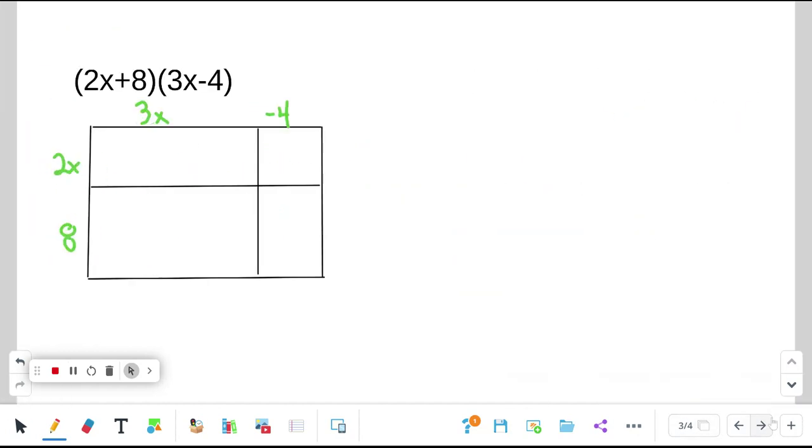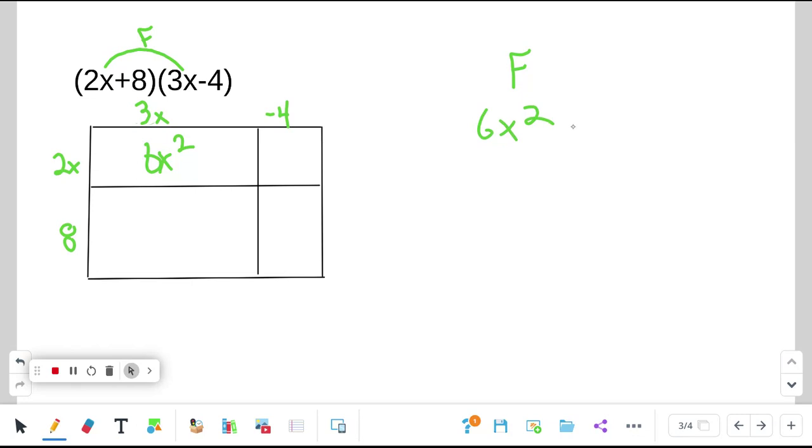Okay, so what we'll do on the next one is the same idea, except we'll keep track of that a little bit better. Okay? Over here, we've got 2x times 3x, so that's 6x squared. The 2 and 3 multiply together, the x and x multiply together. And I'm going to write that right here, but I'm going to put a little f there. So that's going to be 6x squared.